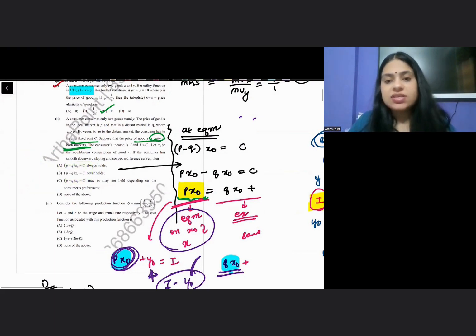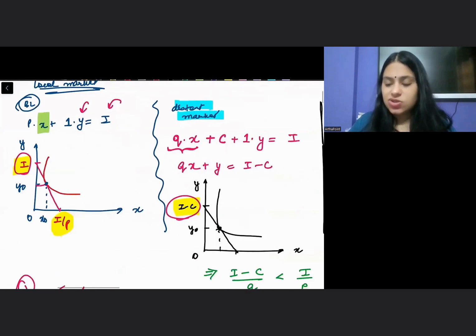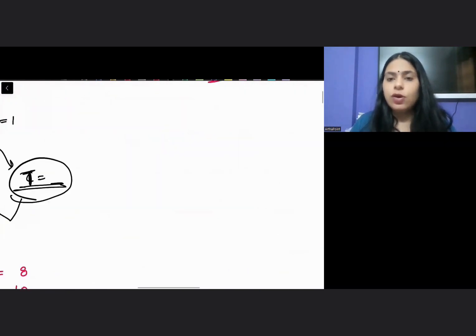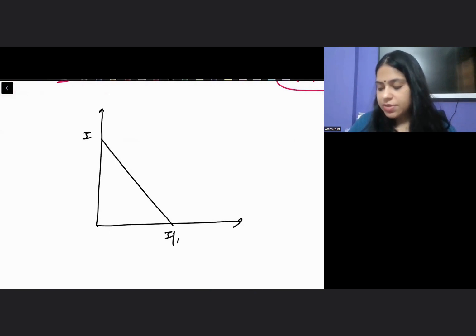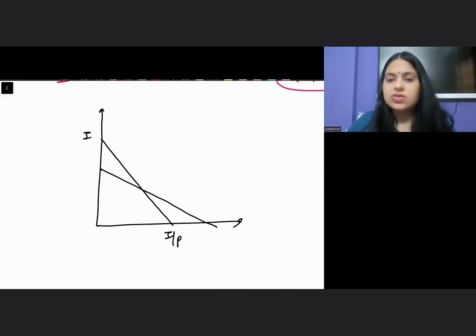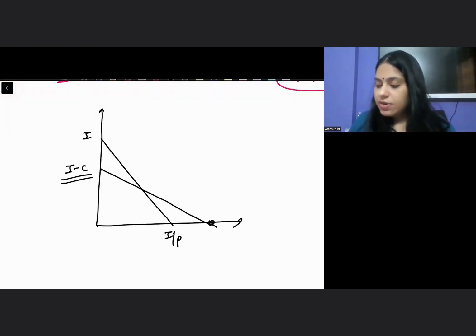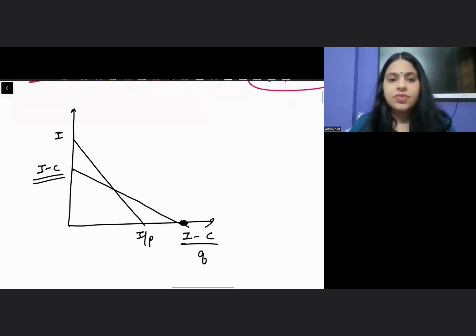But what if the two markets intersect? So when I take these two budget lines and bring them together, what if I get something like this? This is my I by P. And what if I get something like this, right? And I have, of course, I minus C here, which has to be lower than I. But what if I get this as I minus C by Q? This was the point of intersection we had in this case. So what if this happens?